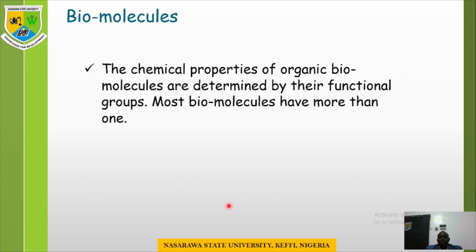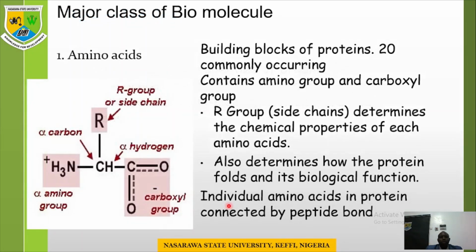The chemical properties of organic biomolecules are determined by their functional groups. Most biomolecules have more than one functional group. Depending on the functional group, some have aldehyde, some have ketone, some have a carboxylic group. Look, for instance, at a major class of biomolecules, the building blocks of proteins. Protein has 20 standard amino acids. If you attended a good secondary school, they must have taught you this. But if they didn't, they will teach you amino acid chemistry, and you will know this. So you have 20 amino acids.